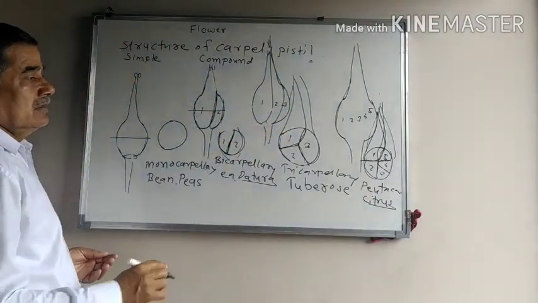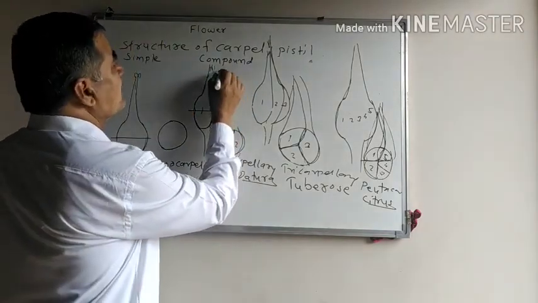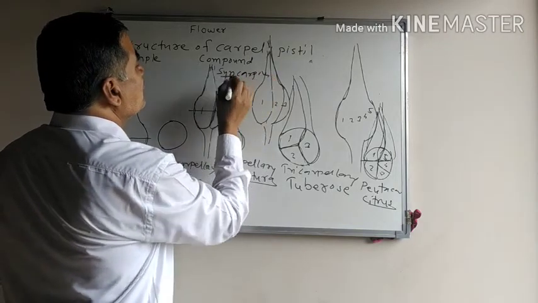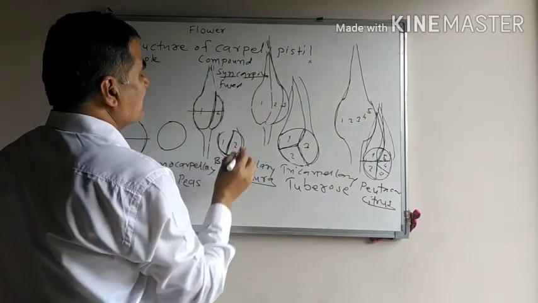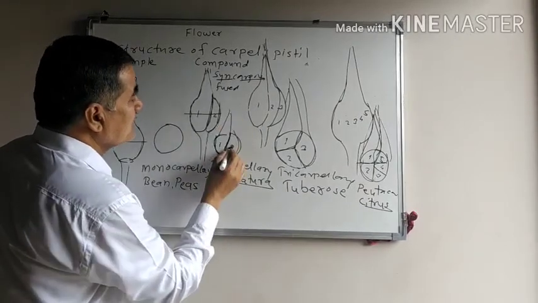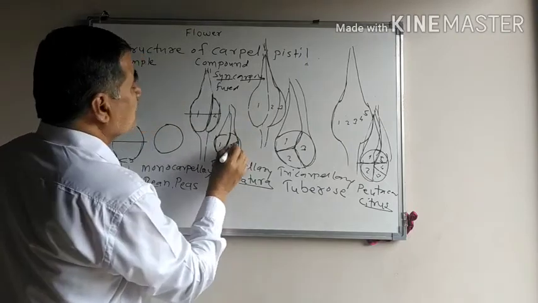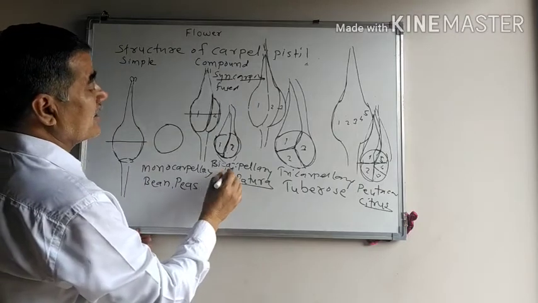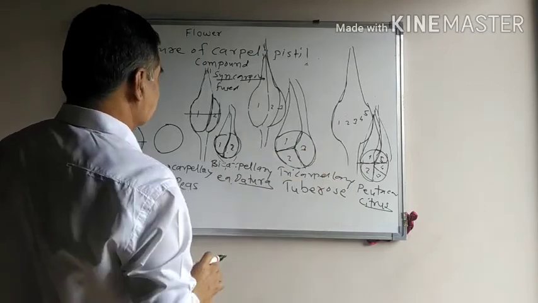Here, the compound carpels are known as syncarpous. Syn means united, fused. Carpels and carpels. Here, one carpel's margin fuses to form a single ovary, the second carpel forms the second ovary, and together two carpels are formed. That is known as syncarpous. So bicarpellary, tricarpellary, pentacarpellary, these are syncarpous ovaries.